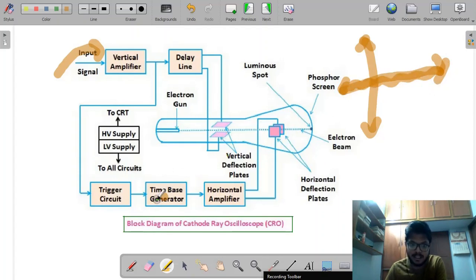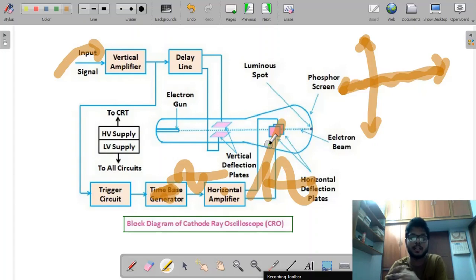generation signals are generated by the time based generator. Time based generator is the reason for the x-axis generation. I will explain in detail when I talk about the vertical amplifier. Coming to the horizontal amplifier: if there is a sine wave like this, the horizontal amplifier will amplify the wave. And these are given to the deflection plate system.